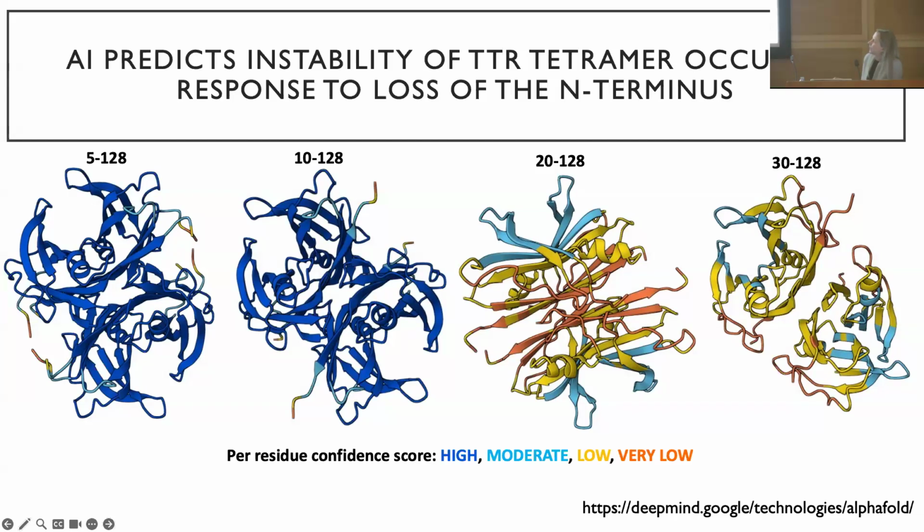And so that's what I'm showing you here. So this is a TTR tetramer with just the first 4 residues of the N-terminus cleaved off, then the first 9 residues, and you can see that it still maintains a decent structure, and the confidence of that structure is high, as shown here in blue. But as you start taking away more and more amino acids from the N-terminus of the protein, the confidence of the structure is lost. And you can see here, you don't have to be a crystallographer or a protein structure expert to say that you've lost your interaction. And so that's something we're interested in exploring further.